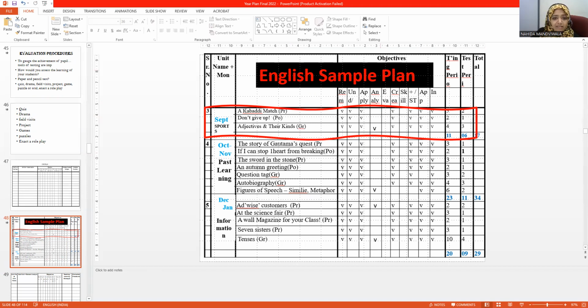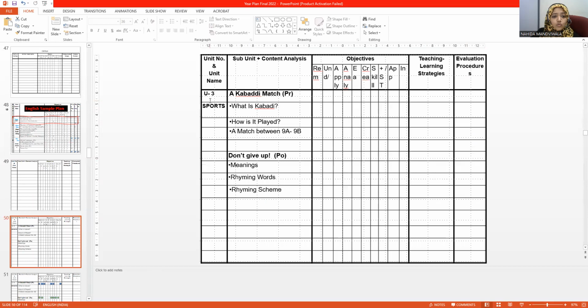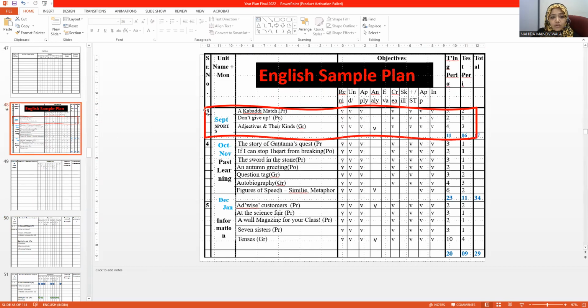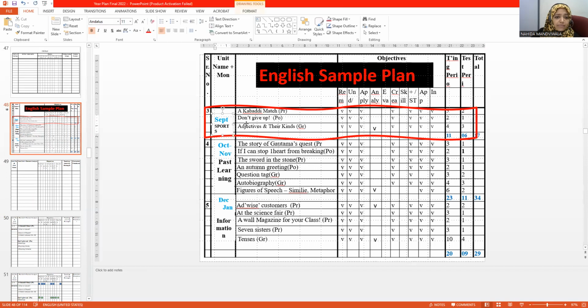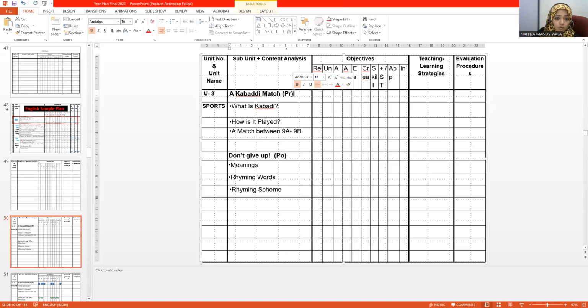So I will select these chapters only and I will add it in my year plan. Let's see. So unit number 3, sports. If you see here, it is unit number 3, serial number 3, September month, sports, and these are the 3 topics. Okay, so again, I write unit 3, sports. The first chapter is Kabaddi match. I'll write prose over here.